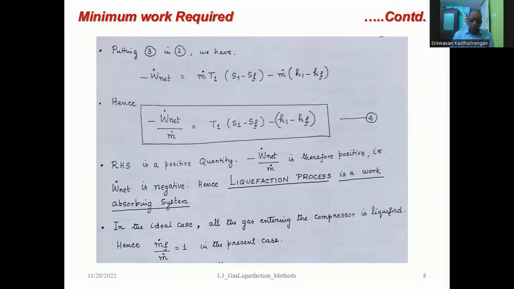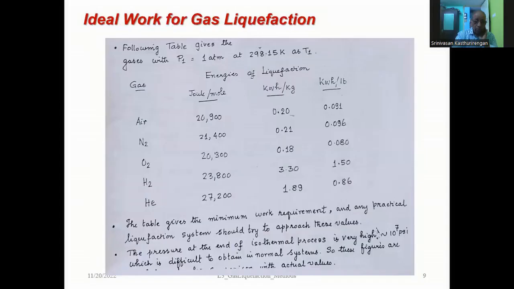In an ideal case, all the gas entering the compressor is liquefied, and therefore we can write M dot F by M dot is equal to 1 in the present case. So in our case, the complete liquefaction is taking place, so we can write the yield. The term M dot F by M dot is the yield, and this value is equal to 1. That's what we are going to assume, right?